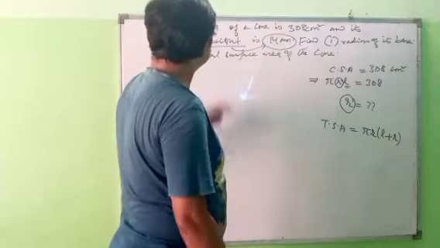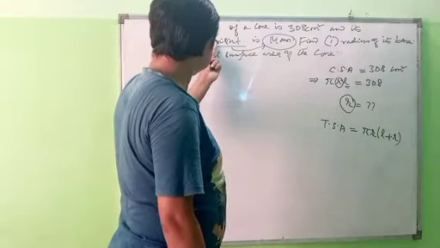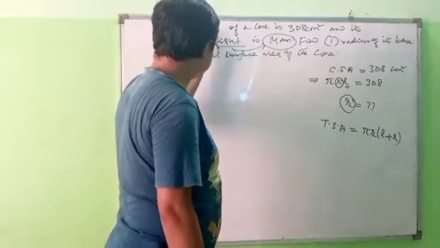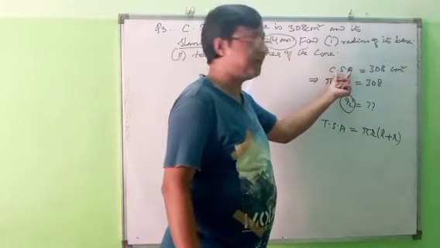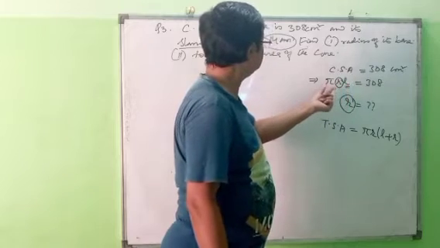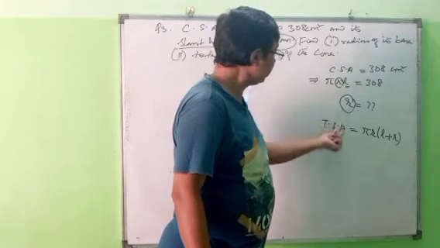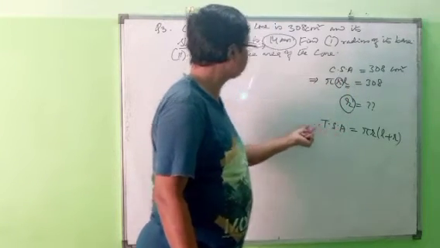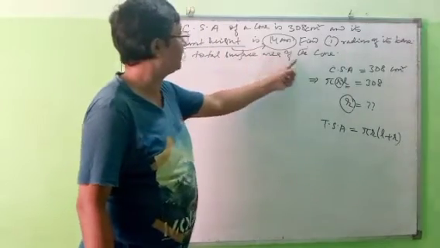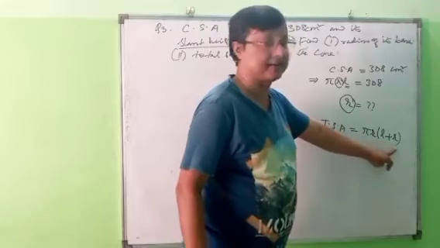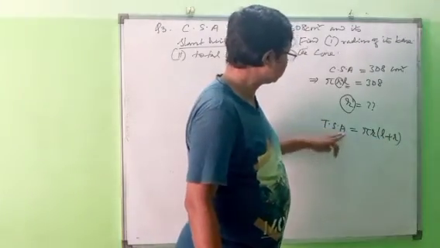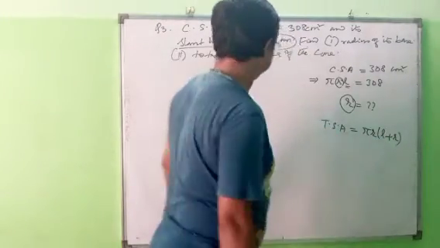So now they have given here the slant height with the curved surface area. By using the formula for the curved surface area, you are going to find the value of R. Then finally you are going to find the total surface area of the cone, which is given by pi r into (L plus R), and then you will get the total surface area of the cone.